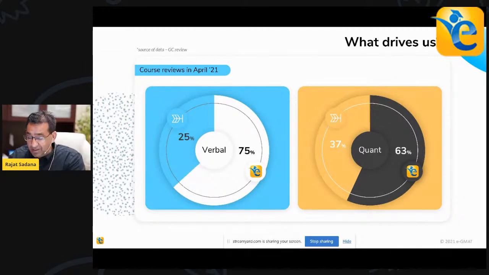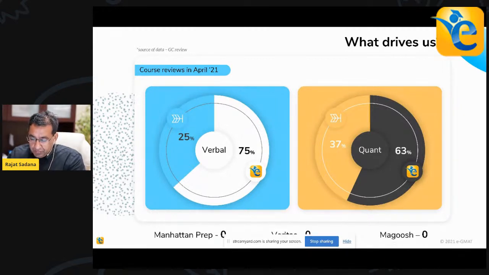This is just in April, and this is because we've been revamping our quant course, and we'd released about 60% of our quant course by end of March. And this is the kind of impact that this had. Again, two companies account for about 90% of all GMAT Club reviews. It's us and TTP, and it's no surprise that both these companies focus primarily on the GMAT. We don't focus on admission consulting and so on and so forth.